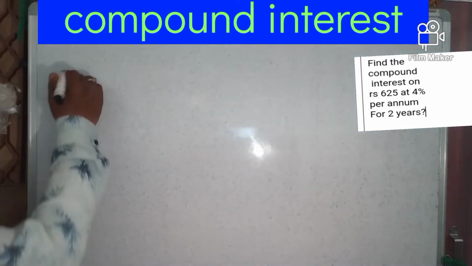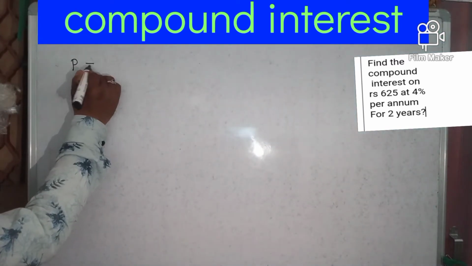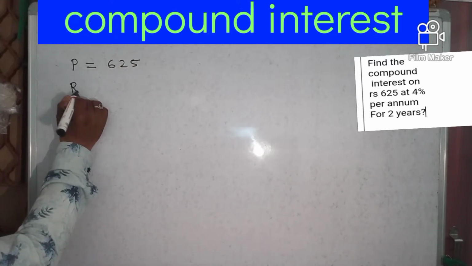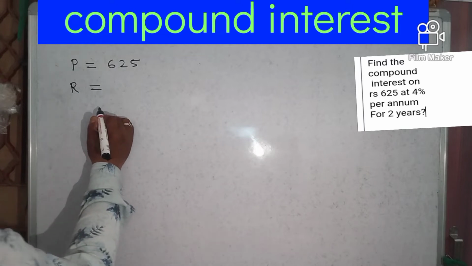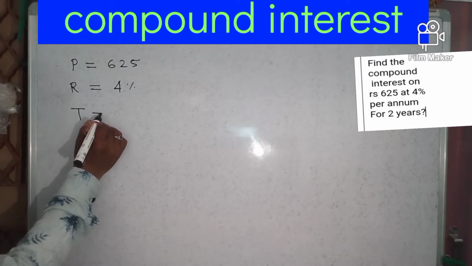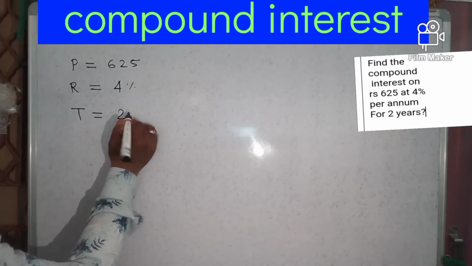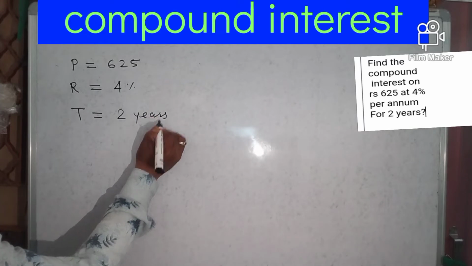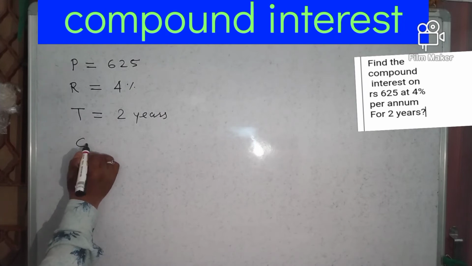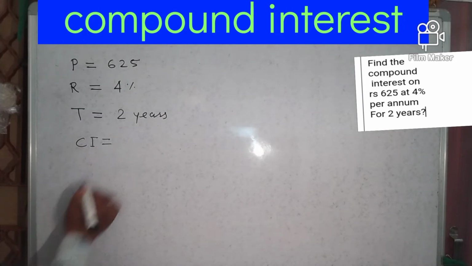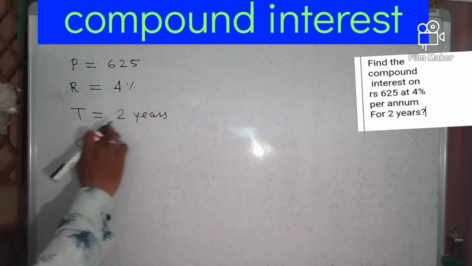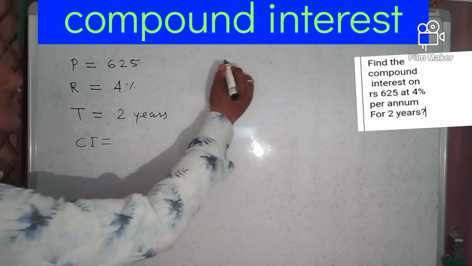So see here, the principal is given, 625, and the rate of interest is given, 4%. Time duration is 2 years. We need to find compound interest, not simple interest, compound interest. So principal is 625, rate of interest is 4% and time duration is 2 years.